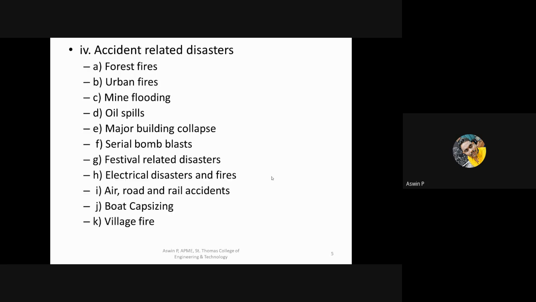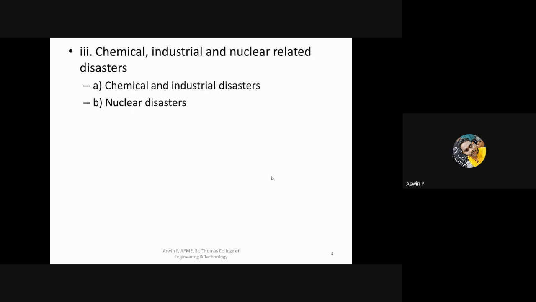After that, please note down this one. I think you have noted this: chemical, industrial, and nuclear related disasters. There are two kinds. The first one is chemical and industrial disaster, and the last one is nuclear disaster.